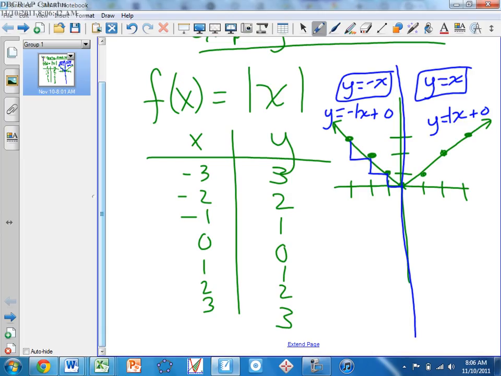So again, take a look here. This is your vertex, because the two rays meet at that point. If there were two lines meeting there, we would simply call it an intersection. Two lines is an intersection. Two rays meeting at that value is a vertex. All right. With that said, let's get into today's lesson now. That was just a little preview.